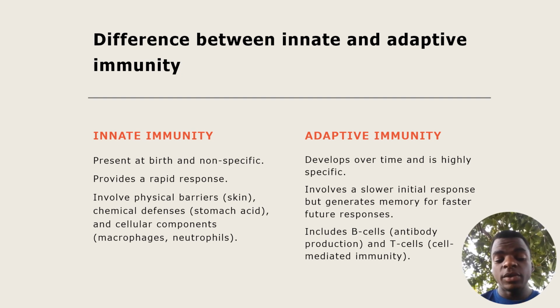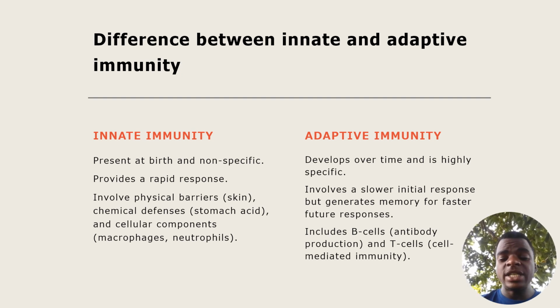It kills some pathogens, and has some cellular components which are macrophages and neutrophils, that are essential in immune response. On the other hand, we have adaptive immunity. It develops over time and is highly specific. It involves a slower initial response but generates memory for faster future responses.